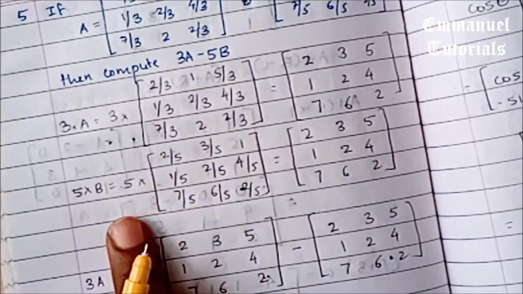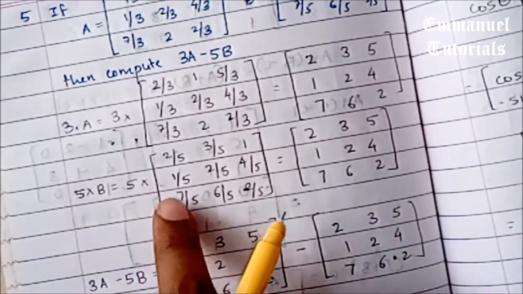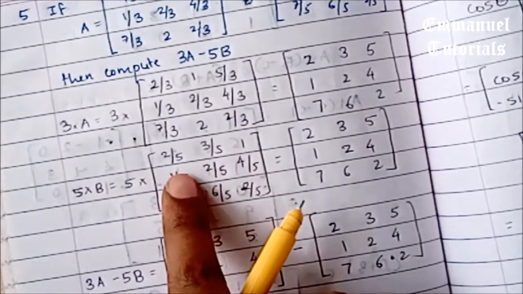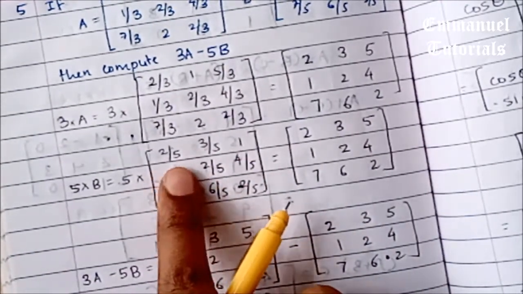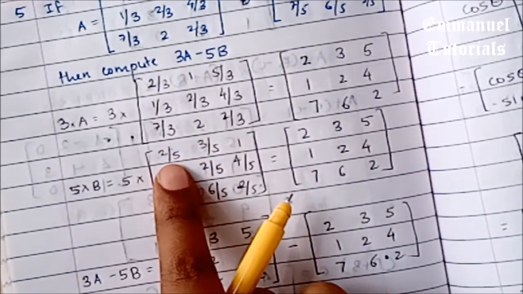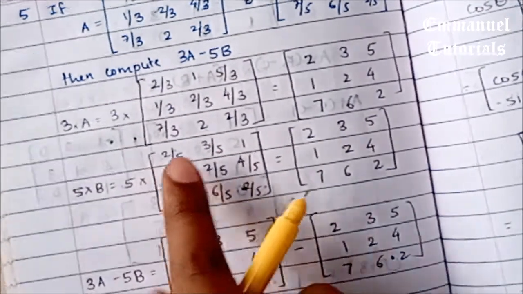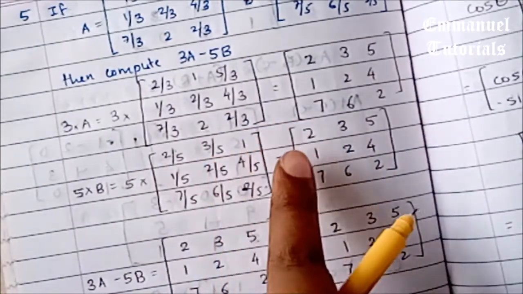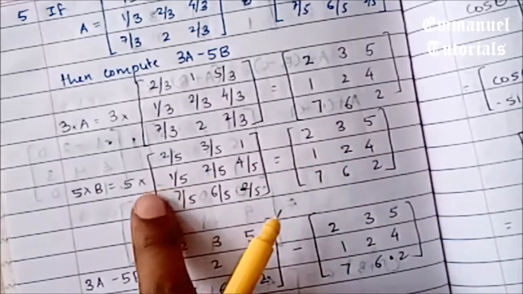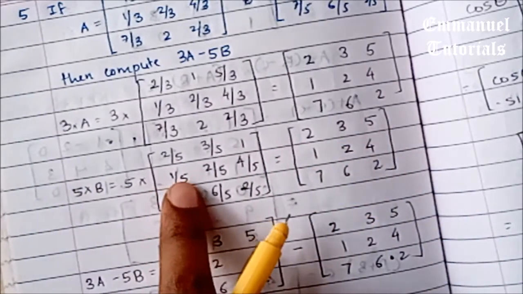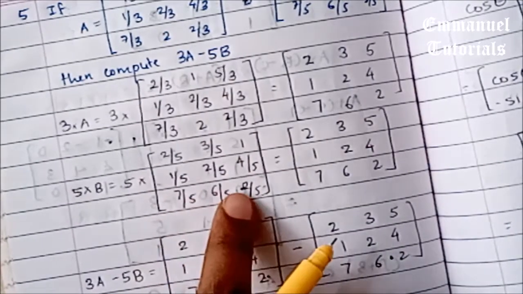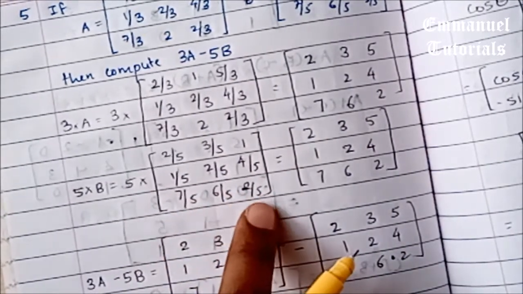Now we'll find out 5 into B, which is equal to 5 into 2 by 5, 3 by 5, 1. Again, it will become easy to multiply the numbers which have 5 in the denominator. So the first element will be 2 by 5 into 5, which is 2. 3 by 5 into 5, which is 3. 1 into 5 is equal to 5. Similarly, the second row has 1, 2 and 4. Similarly, the third row is 7, 6 and 2 because all have 5 in the denominator.